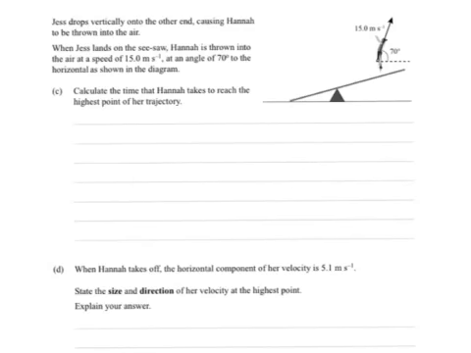Jess drops vertically onto the other end, causing Hannah to be thrown into the air. When Jess lands on the seesaw, Hannah is thrown into the air at a speed of 15 meters per second at an angle of 70 degrees to the horizontal as shown in the diagram. Calculate the time that Hannah takes to reach the highest point in her trajectory.